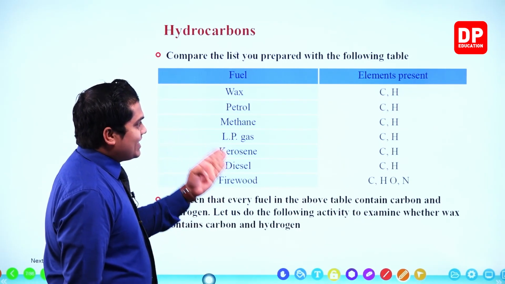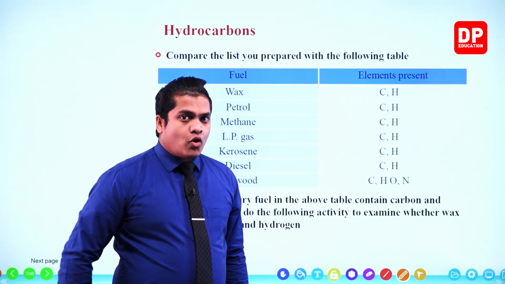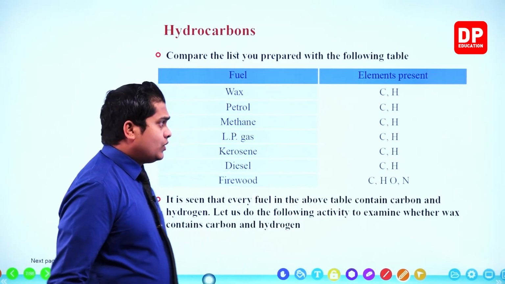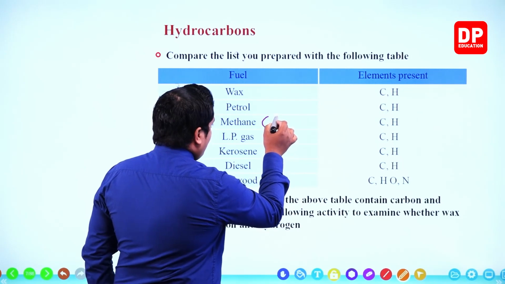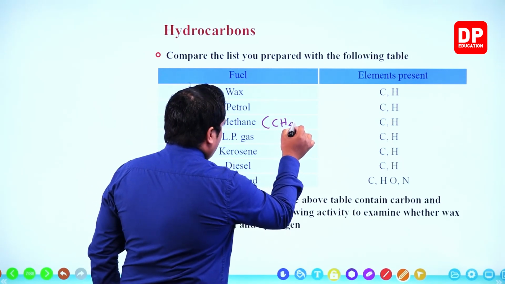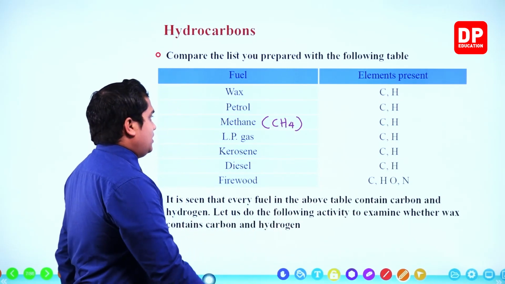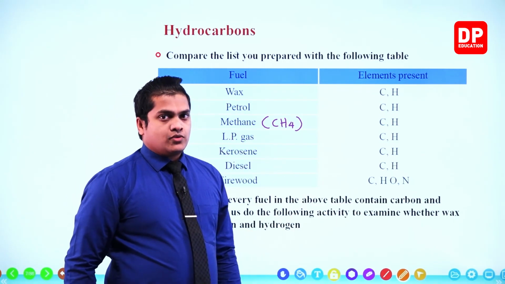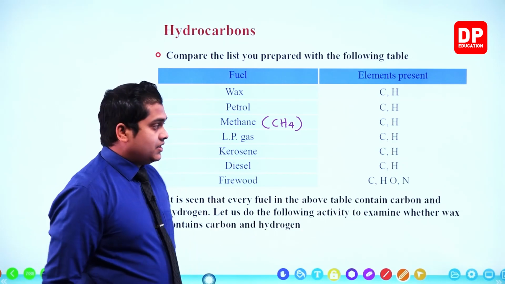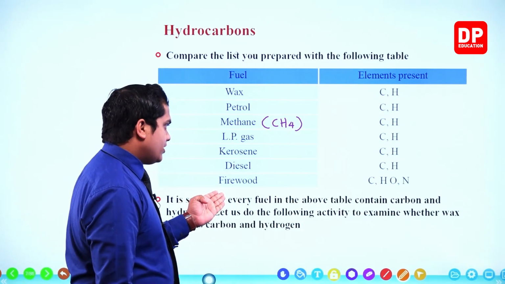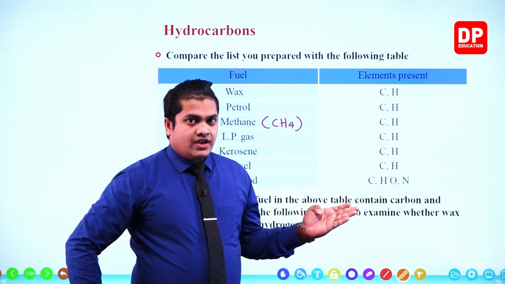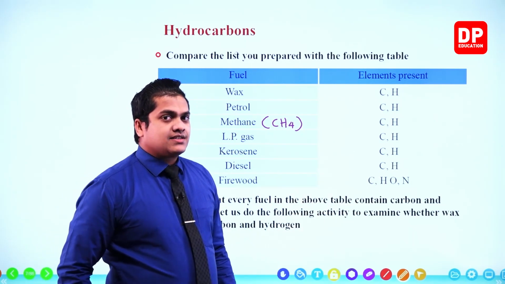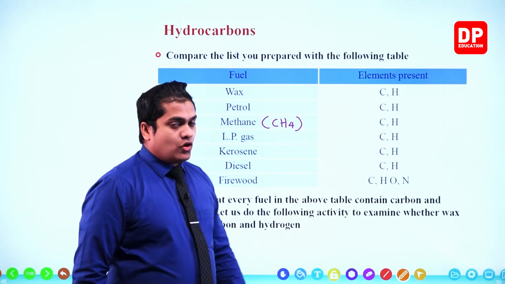Then my dear children, methane gas, which is also considered the main component in biogas. So methane, biogas contains carbon and hydrogen. I think you guys know methane goes by the chemical formula CH4. Methane is CH4, right? So LP gas, once again, also contains carbon and hydrogen as the main elements. Then firewood. Can you remember I told you about the firewood? So it contains carbon, hydrogen, oxygen and nitrogen. Okay, as the main elements. Carbon, hydrogen, oxygen and nitrogen.